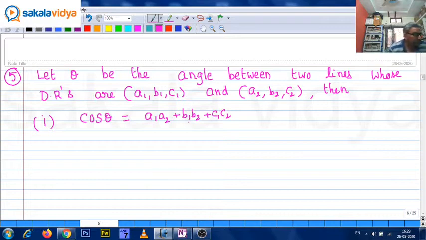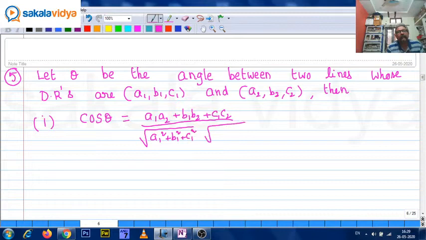Okay, right. Upon, the modulus of this is actually root of a1 square plus b1 square plus c1 square, times root of a2 square plus b2 square plus c2 square.